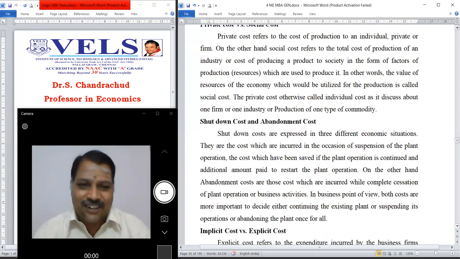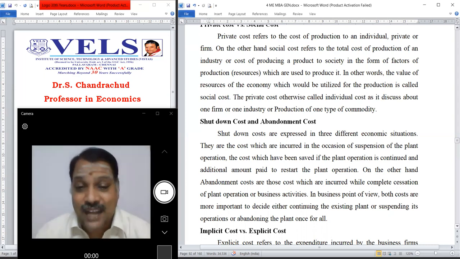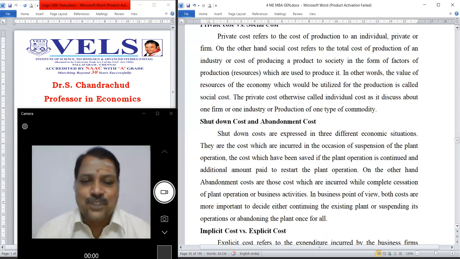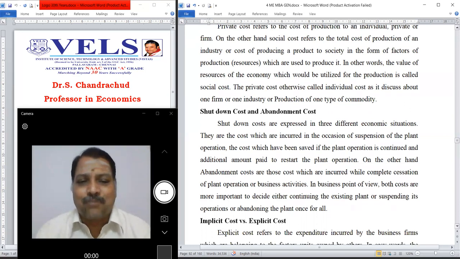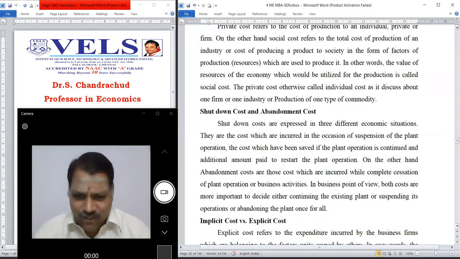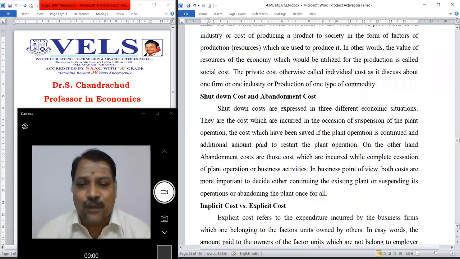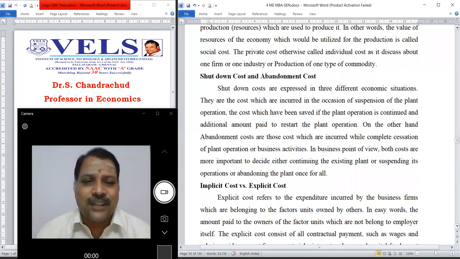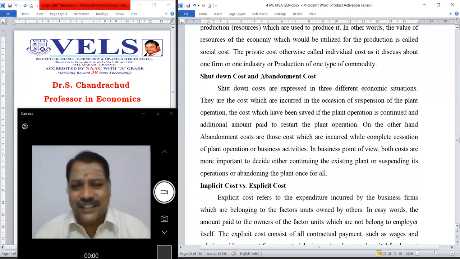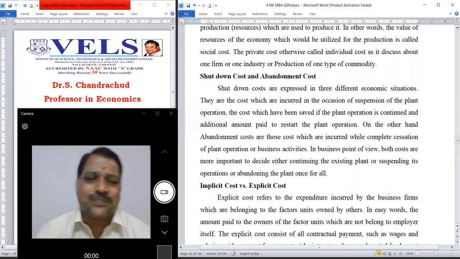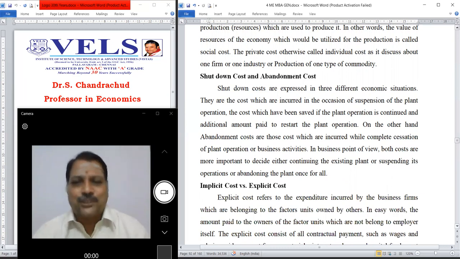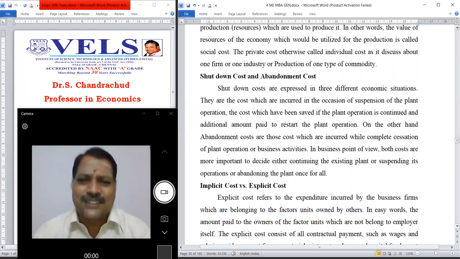This is one side. On the other hand, abandonment costs are those costs which are incurred while completely ceasing a particular plant operation or a business activity. From a business point of view, both costs are important to decide either to continue the existing plant or suspend its operation. It is called abandoning the plant once and for all. So these three options, a manager has to take a decision.